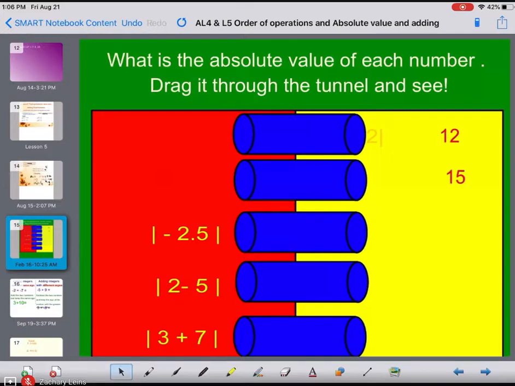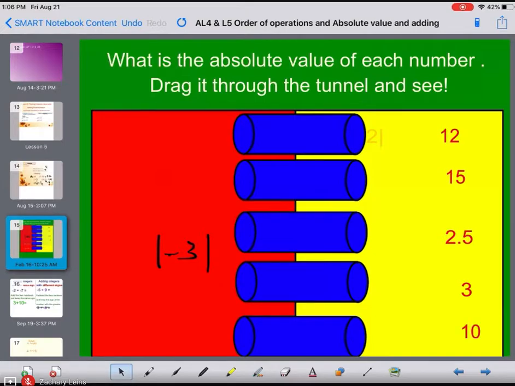Here, negative 2.5, we're looking at the positive distance, 2.5. Remember, here we have to do whatever is inside those absolute value grouping right here. So we have 2 minus 5 is negative 3, but we still have the absolute value of that. Absolute value of negative 3, positive 3. 3 plus 7 is 10. Absolute value of that is just 10.